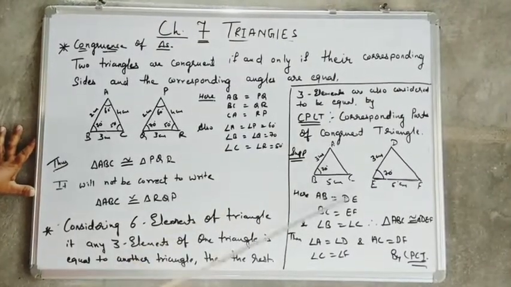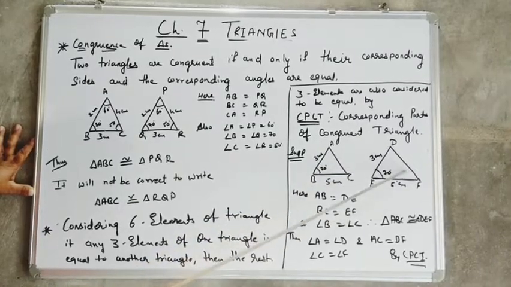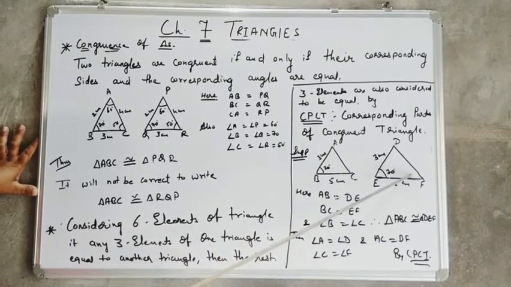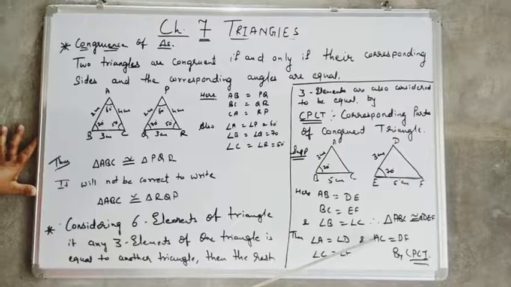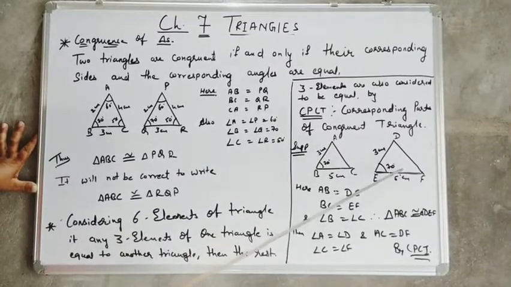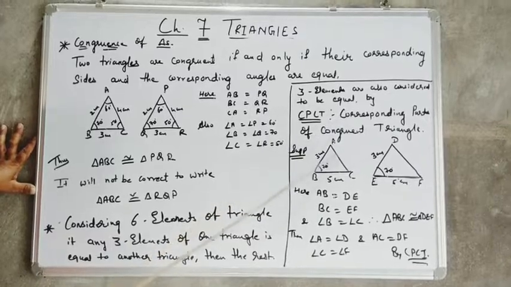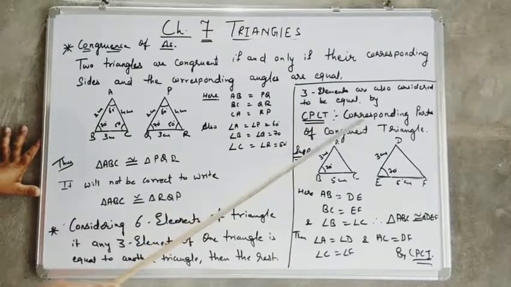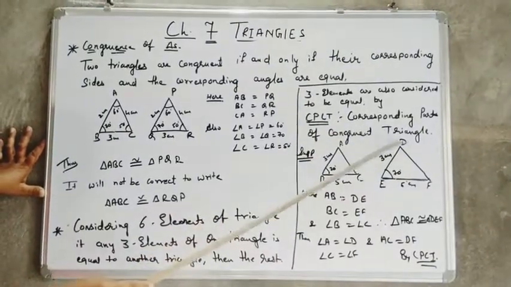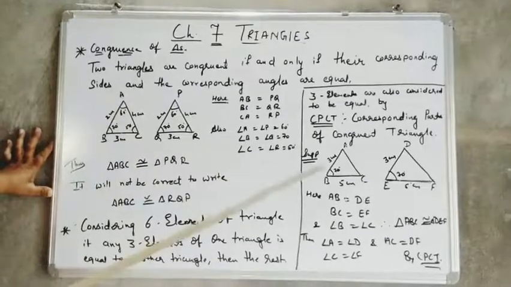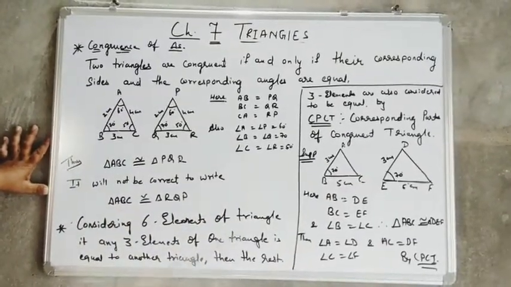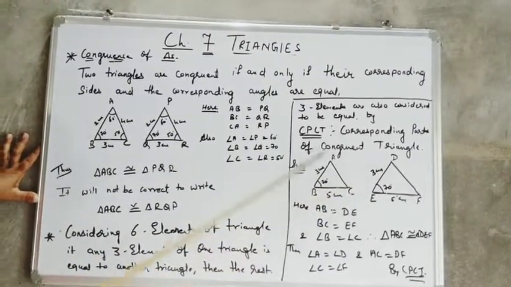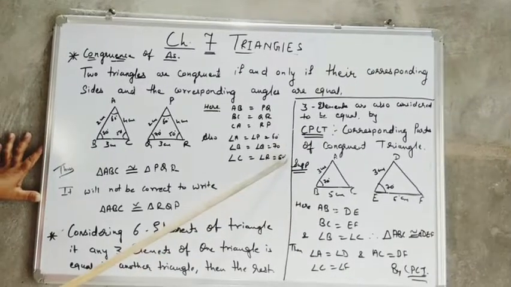Then what can I say about AC and DF, whether they both will be equal? What can I say about angle A and angle D, angle C and angle F? They all will be equal. How will they be equal? Since both the triangles are congruent, the corresponding parts will also be equal by CPCT, corresponding parts of congruent triangles. Your aim should be to prove the congruency between 2 triangles, and after proving the congruency you can prove that the corresponding parts are also equal by writing CPCT.